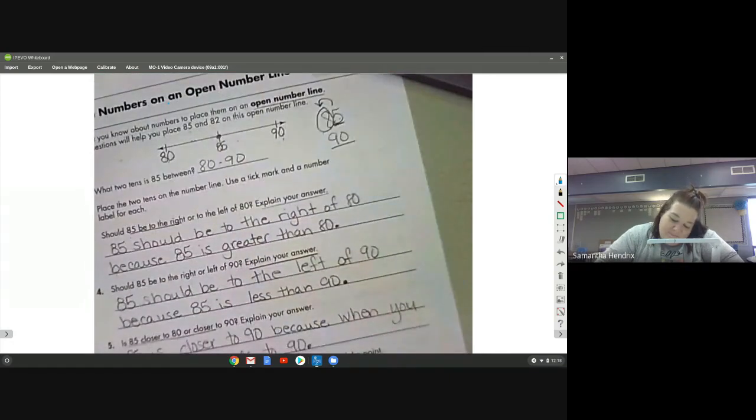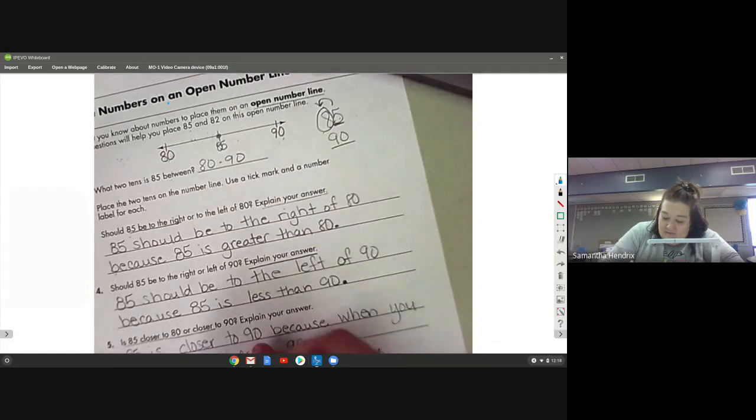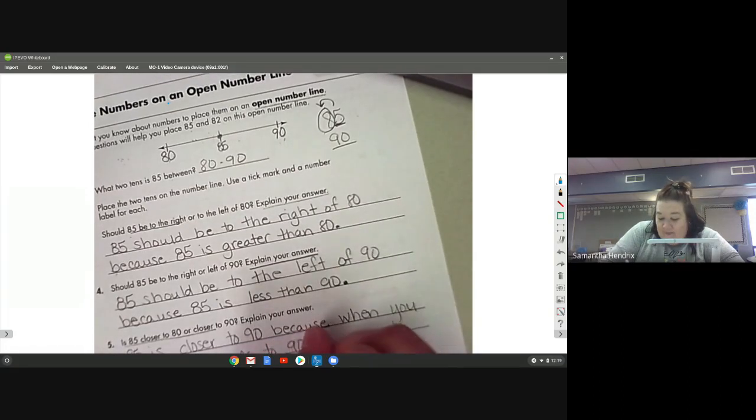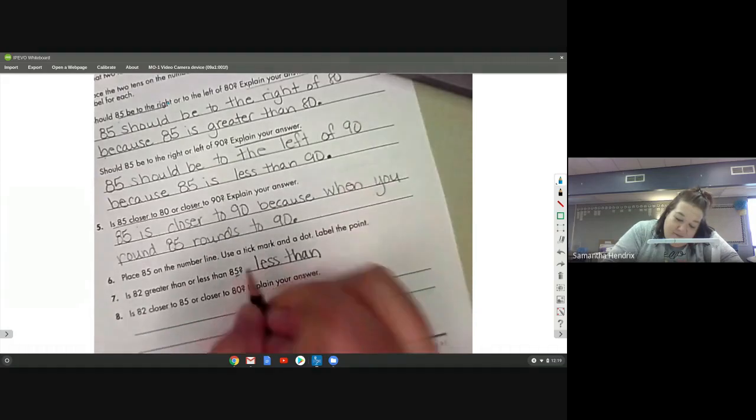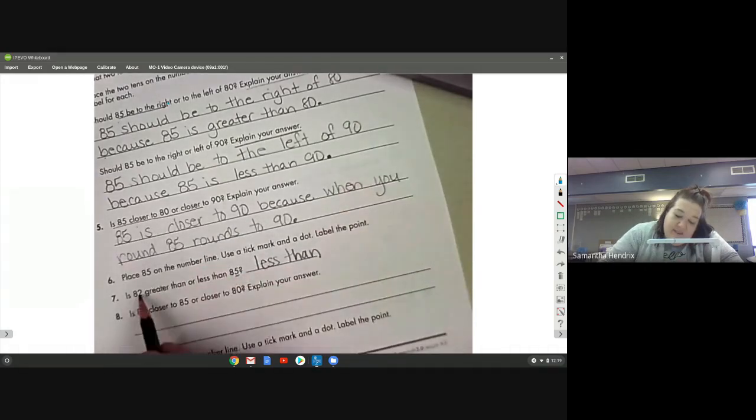Okay. So is 82 greater than or less than 85? 82 is less than 85. Sorry, the ones place, if you're looking at it, a 5 and a 2, so 2 is less than 5.